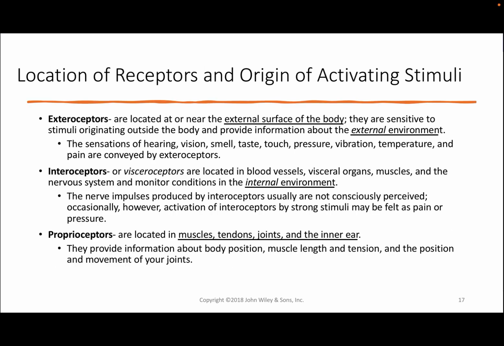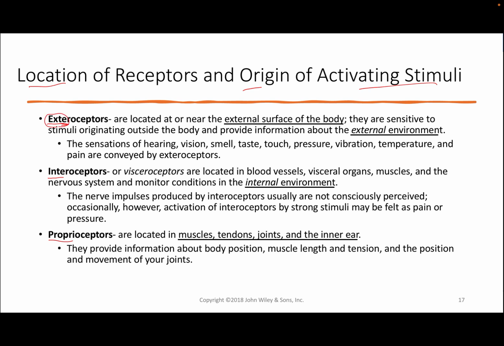Okay, so that's our first way that we classify our sensory receptors, based on how they look under the microscope. Another way that we can classify them is based on the location of the receptor, or the origin of where the stimuli that's activating them is coming from. We have three options here: exteroreceptors, interoreceptors, and then proprioceptors.